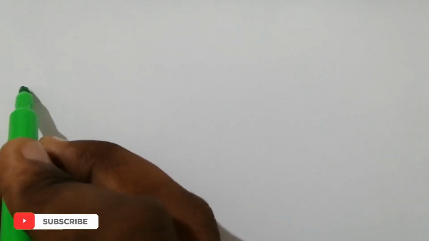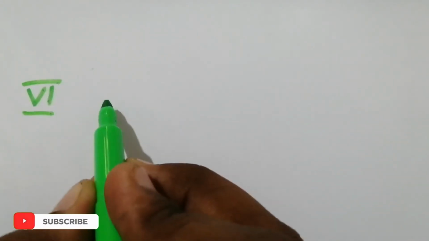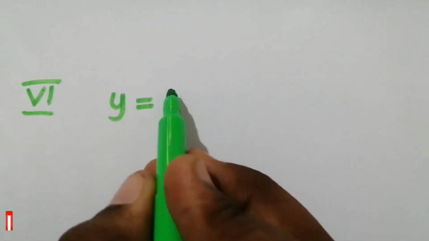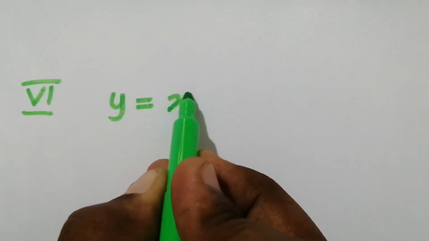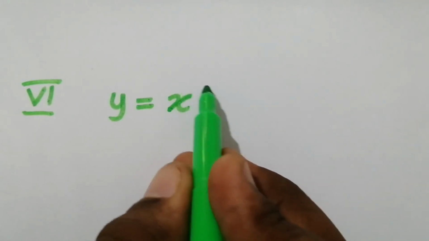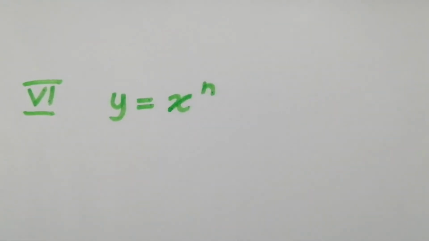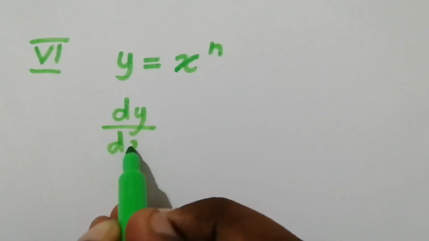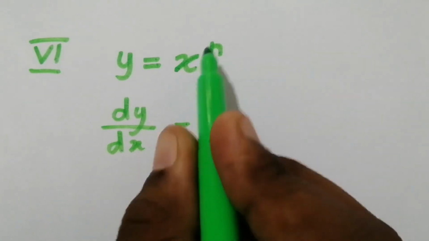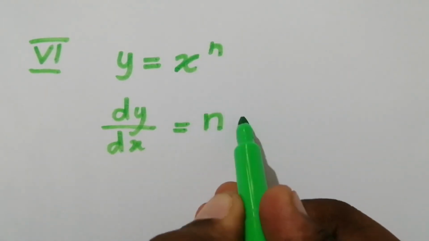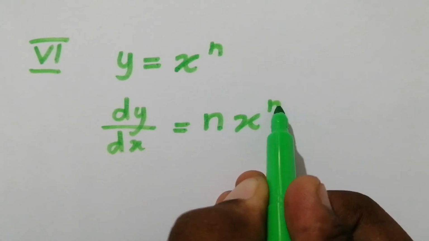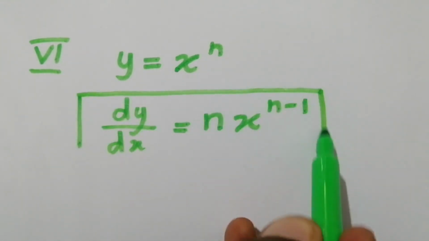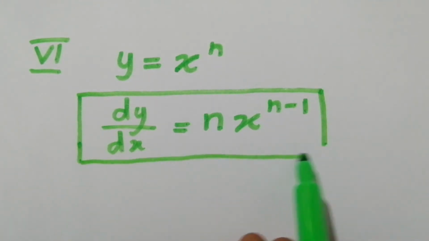The next one is when y is equal to the power of x, any power of x. I am considering it as x to the power n, then we can write dy upon dx is equal to n times x to the power n minus 1. We can use this formula directly.